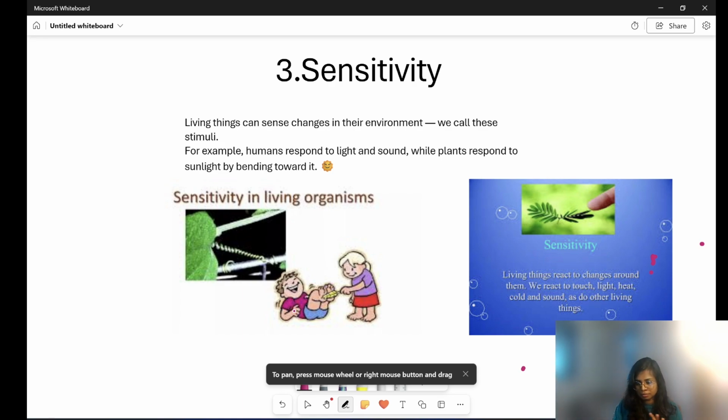When talking about plants, plants also sense light, gravity and touch. We know shoots grow upward. That's because of light. We know roots go downwards. That's because of gravity. When talking about touch, just imagine the sensitive plant. When you touch it, it starts to shrink. That's because of sensitivity. So let's move to the next characteristic.